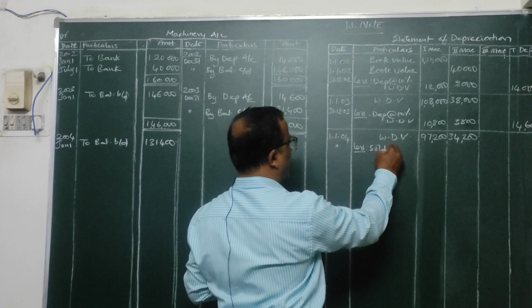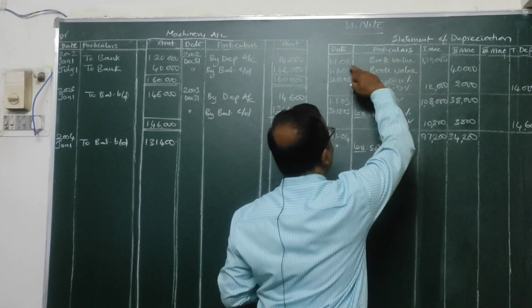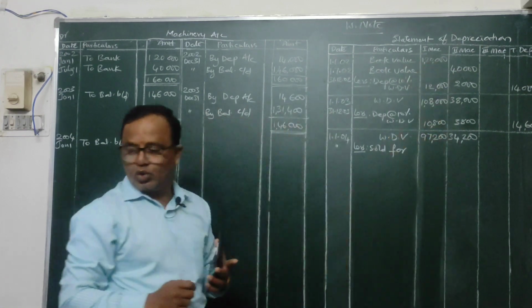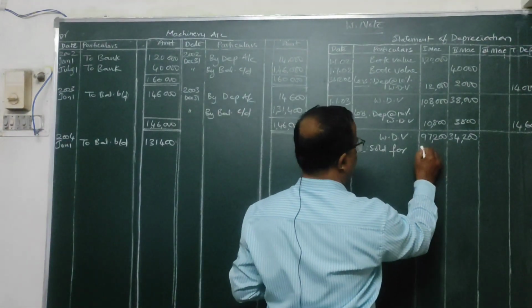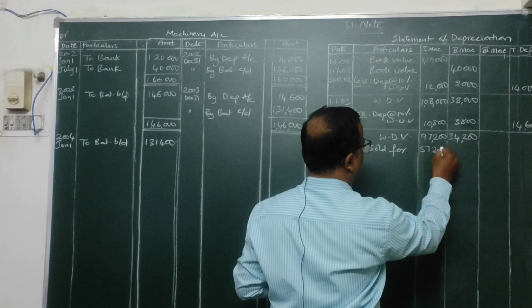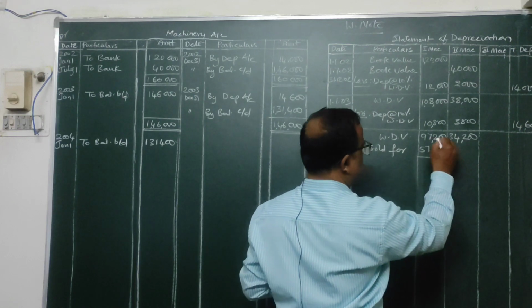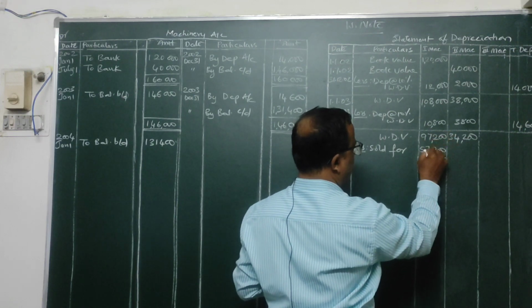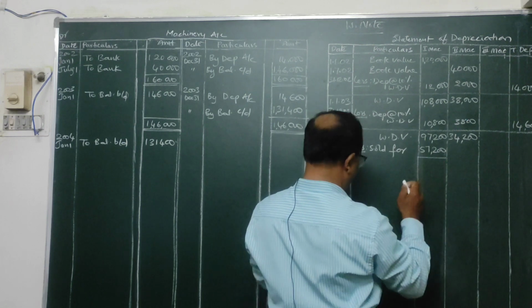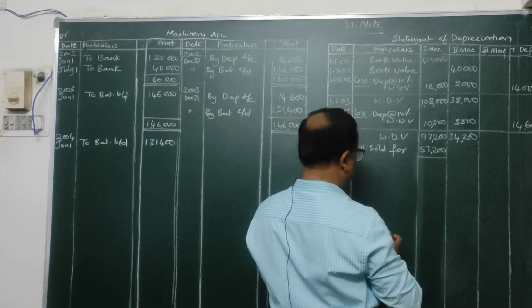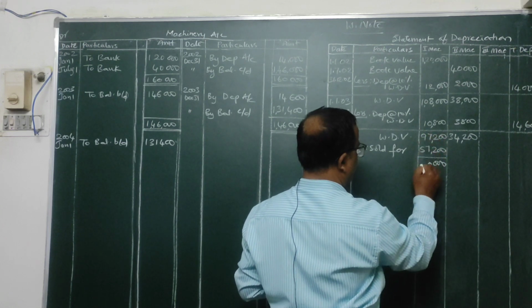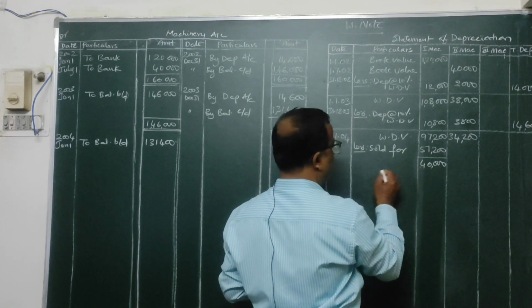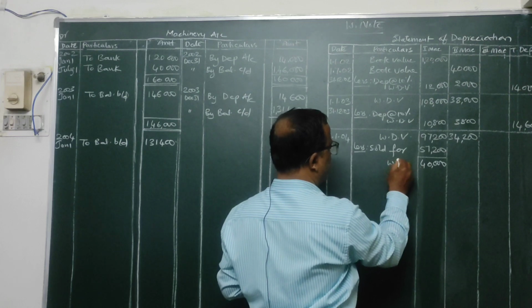Less sold for. Okay. Which machine is sold? This particular machine is being sold. It is sold for how much? It is sold for 57,200. So 57,200 if you write it here, check it. So from 97,200, 57,200 if you subtract, how much it will be? 7 minus 7 is 0, 9 minus 5 is 4. So that means its value is 40,000 as on the date of sale.